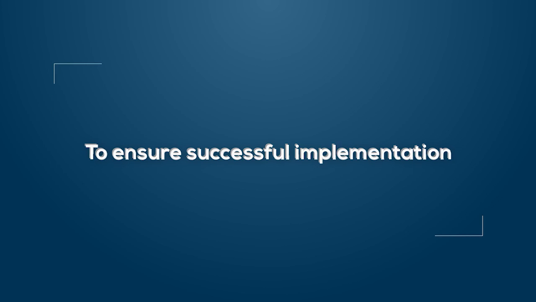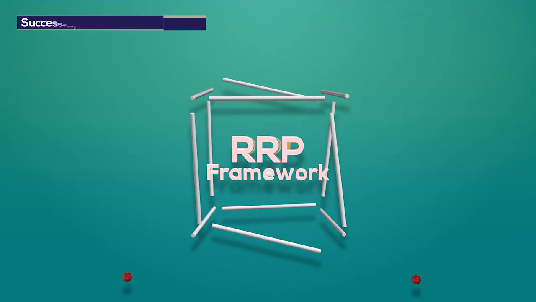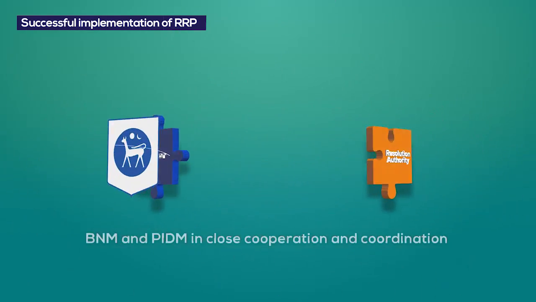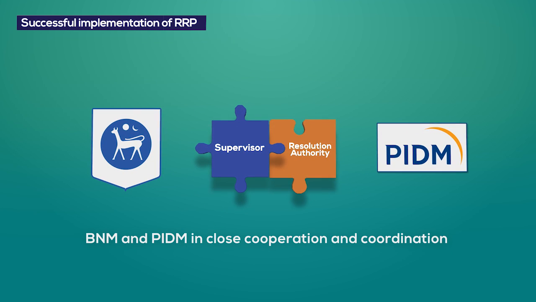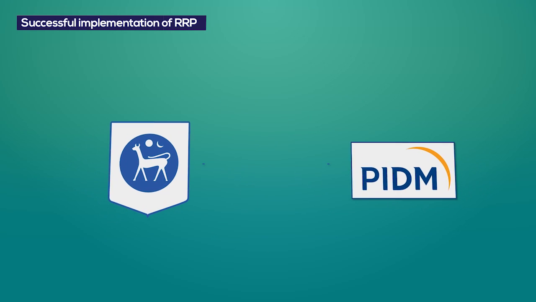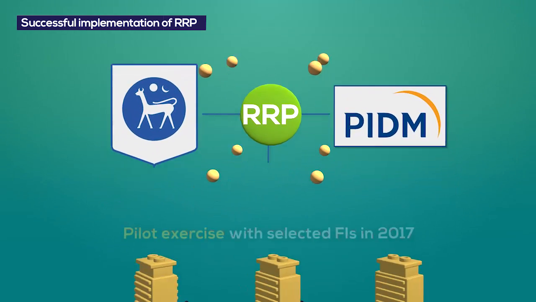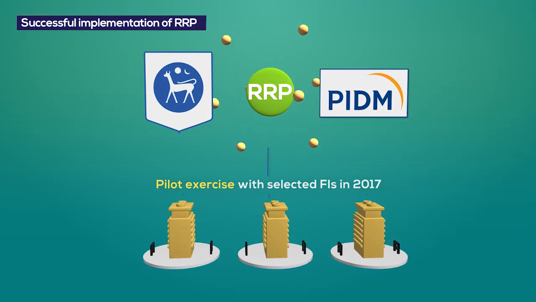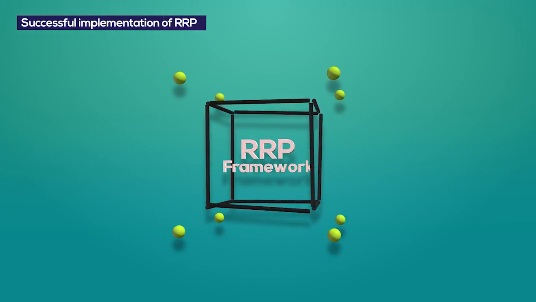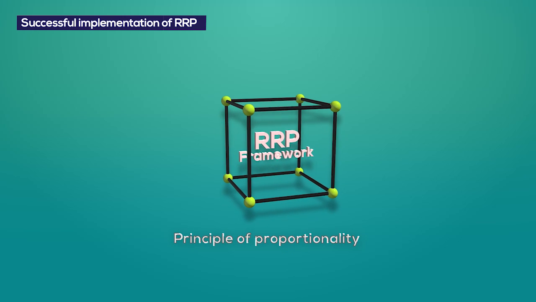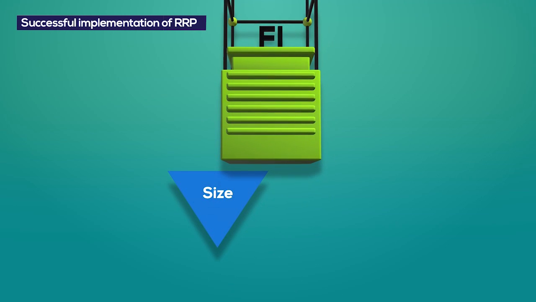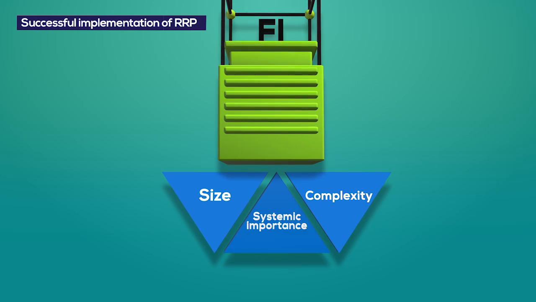To ensure successful implementation of RRP in Malaysia, the RRP Framework is aligned with international best practices tailored to the Malaysian context. Bank Negara Malaysia and PIDM will cooperate and coordinate with one another. Bank Negara Malaysia and PIDM will implement RRP in phases, which include a pilot exercise with selected FIs in 2017, prior to industry-wide implementation. And the RRP framework will be guided by the principle of proportionality, which takes into account the unique characteristics of each FI, including its size, complexity, and systemic importance.